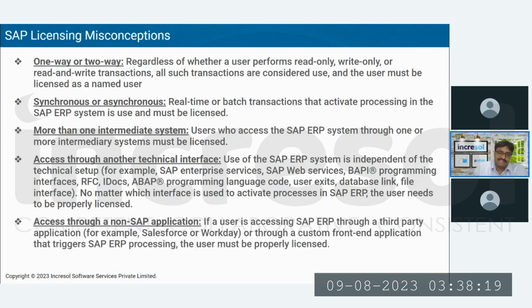Access through a non-SAP application is also covered. Suppose you have a CRM like Salesforce or Workday, or some fluid UI or custom front-end application which in turn calls the SAP services in the backend, and processing happens within SAP. All of those come under the use criteria of SAP, and you need to properly consider licensing applicability for this type of access as well. In any of these cases, the access should be considered and the licenses accounted for properly.